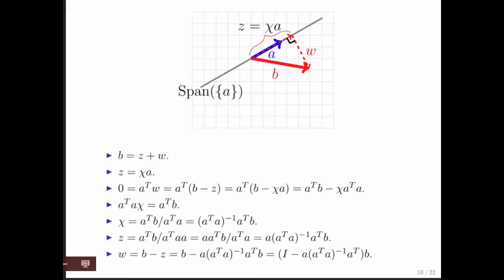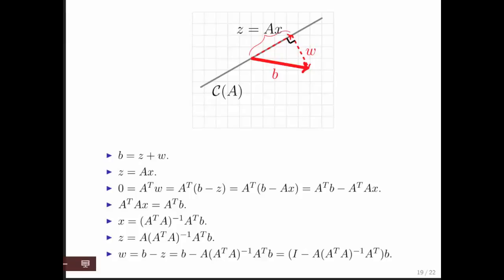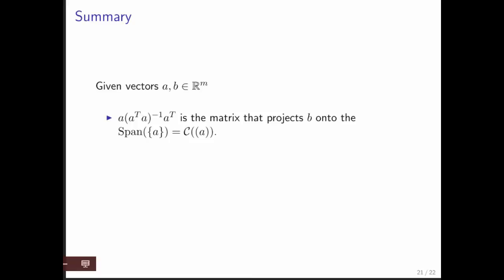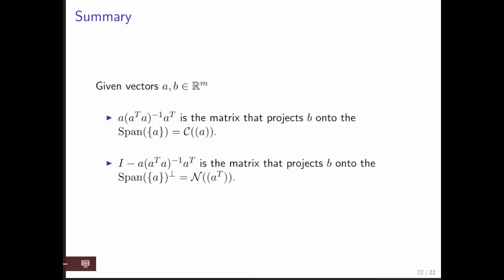Now, I always like to compare and contrast. Here's the case where you had a single vector. Here's the case where you have a matrix where you want to take the linear combination of the columns of that matrix. And if you go back and forth, you can see the similarity. So, given vectors A and B, this is the matrix that projects B onto the span of A, which is also the column space of the matrix that only has A as a column. And then this is the matrix that projects B onto the space orthogonal to the span of A, which is also the null space of A transpose viewed as a matrix.